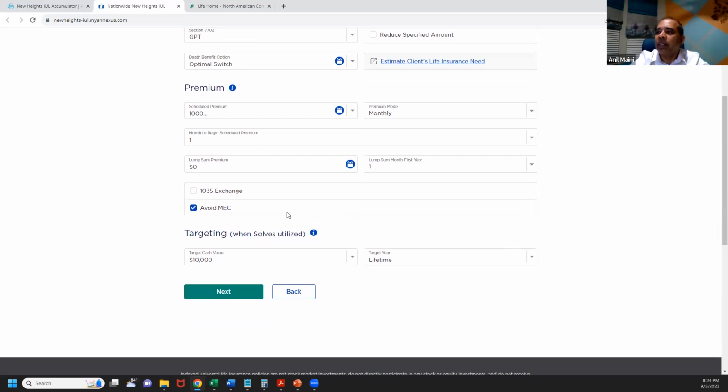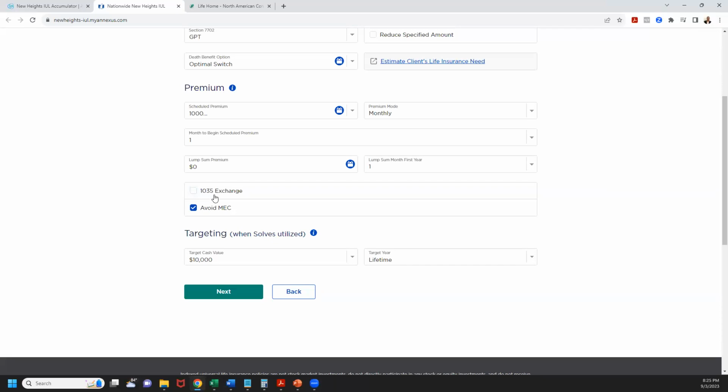Okay, and can I ask a question? I see a 1035 exchange. So if I sell a real estate property, can I use a 1035 exchange to do an IUL and not have any tax consequences? Yeah, that for real estate is 1031 exchange. I'm sorry, 1031, yes.